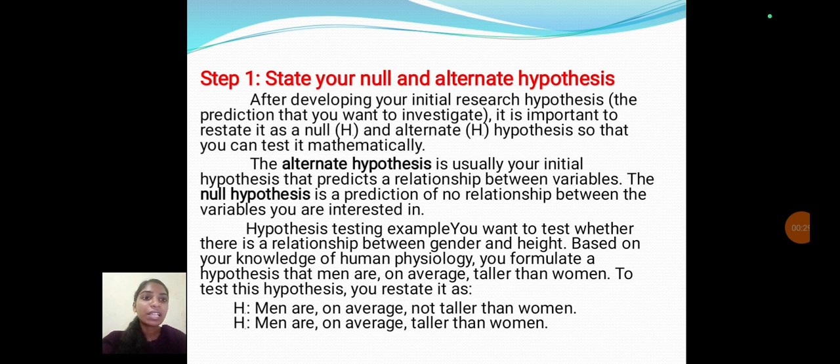Hypothesis testing example. You want to test whether there is a relationship between gender and height. Based on your knowledge of human physiology, you formulate a hypothesis that men are, on average, taller than women. To test this hypothesis, you restate it as H0: Men are on average not taller than women. H1: Men are on average taller than women.